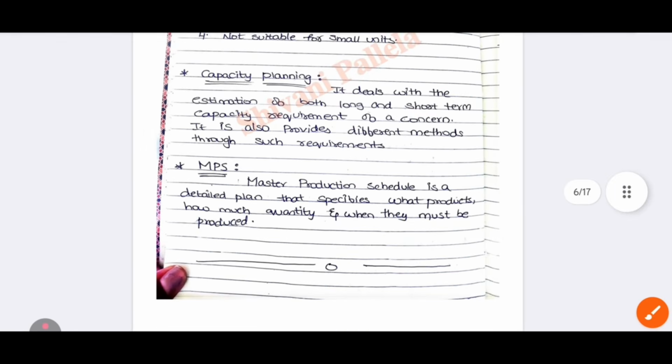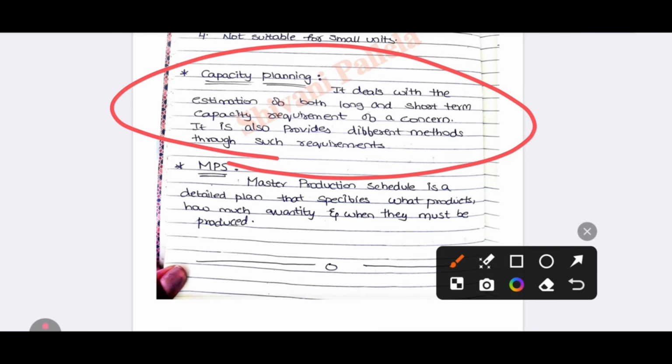So in the second unit you need to learn about capacity planning also. What is the meaning of capacity planning? In the long run and short run, what is your capacity? How many goods you need to produce? How many services you need to provide?